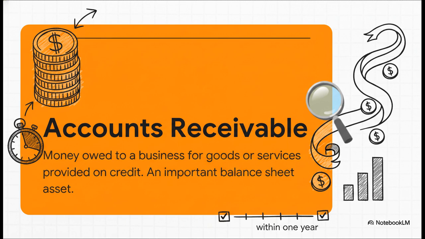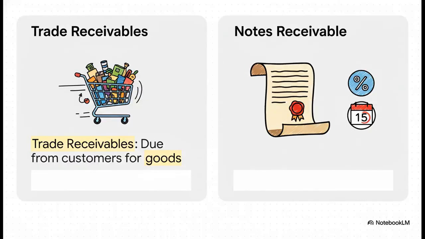Now, on the balance sheet, it's always classified as a current asset. And the word current in accounting has a very specific meaning. It means it's an asset we expect to convert into cash within one business cycle, which is usually a year. This classification is vital because it directly affects how we analyze a company's short-term financial health, or what we call its liquidity.